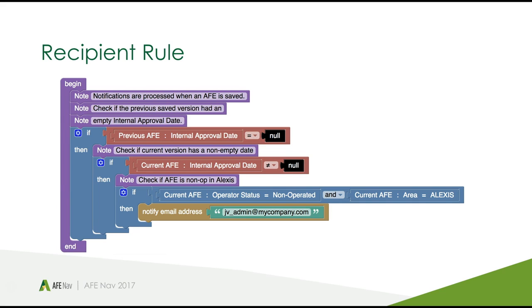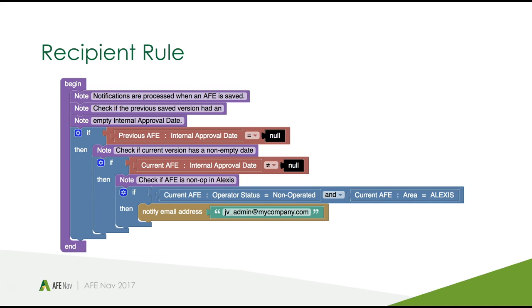It then looks at the current version of the AFE, the one being saved, and it checks to make sure it does have an internal approval date. If the previous version had no internal approval date, and the current version does, then we know the AFE became internally approved. Finally, we check if the AFE is non-op and in the Alexis area, and if it is, we notify the JV admin email address. This rule includes many purple note blocks to try and make the rule easier to read. They have no effect on the rule itself.